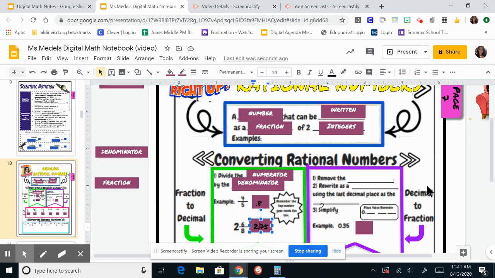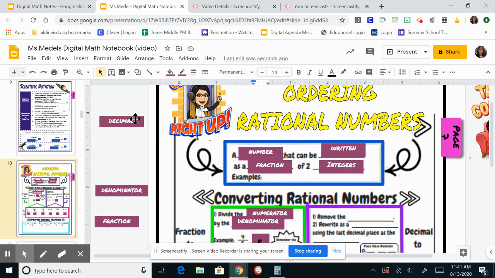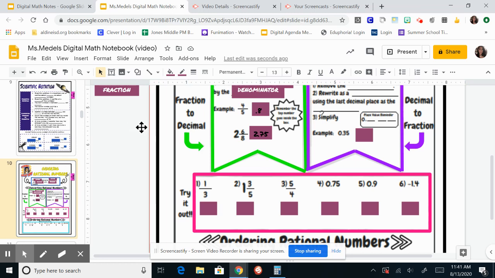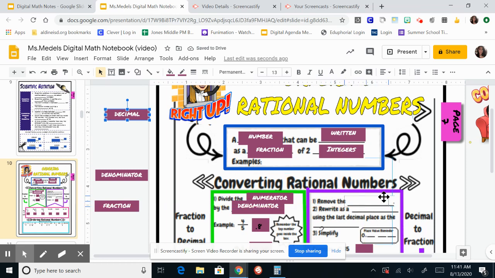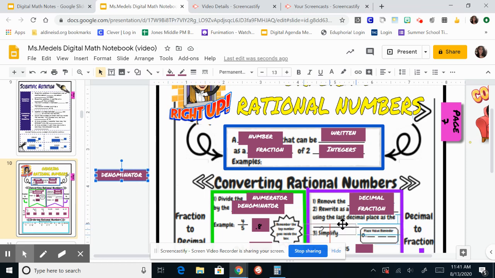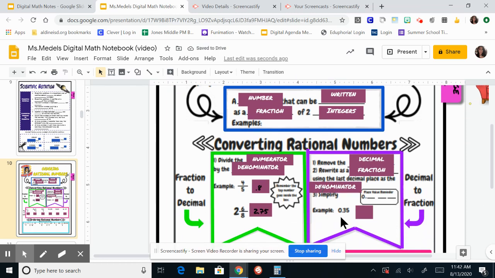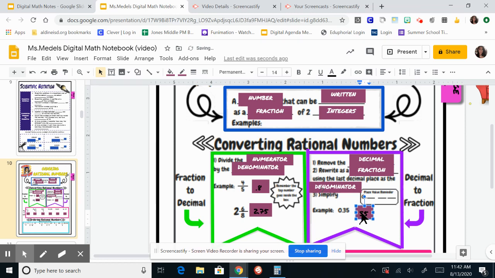Now, however, if you have a decimal to a fraction, you are first going to remove the decimal and rewrite it as a fraction, using the last decimal place as the denominator. And this is where knowing place value is going to come in handy. You're going to need it. So my example is 0.35 or 35 hundredths. Remember I said remove the decimal, so 35 divided by 100. And you really don't want that fraction, so you are going to reduce this.